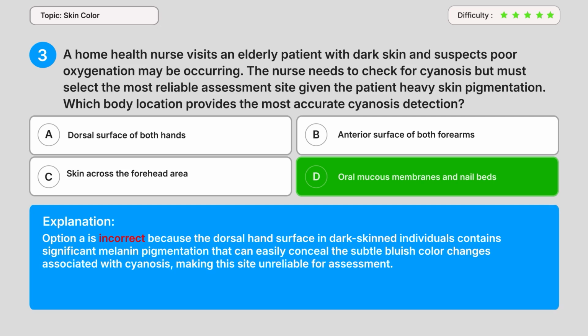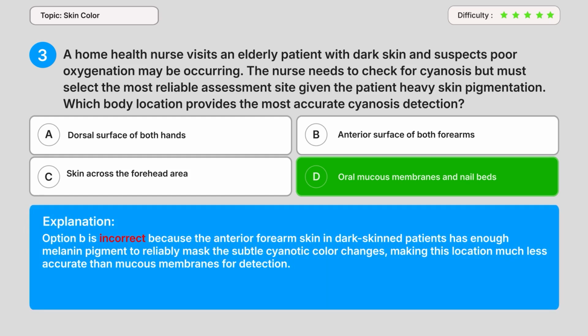Option A is incorrect because the dorsal hand surface in dark-skinned individuals contains significant melanin pigmentation that can easily conceal the subtle bluish colour changes associated with cyanosis, making this site unreliable for assessment.